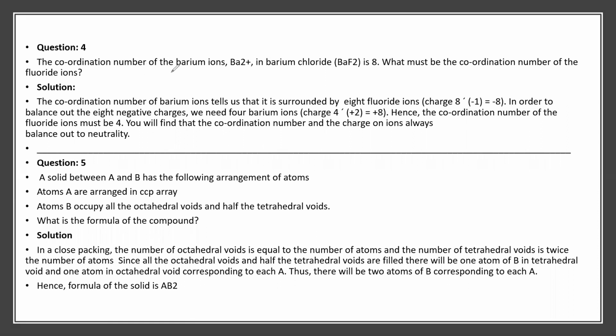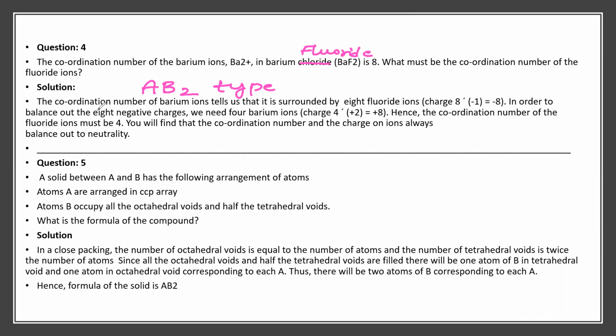The coordination number of the barium ions Ba2+ in barium fluoride is 8. What must be the coordination number of the fluoride ions? This structure represents AB2 type, that is the fluorite structure. So AB2 type, here we mark a note. In AB2 type, how the atoms of A and how the atoms of B will be present and where they are exactly present and what is the coordination number, it is already discussed in the structures of ionic solids.